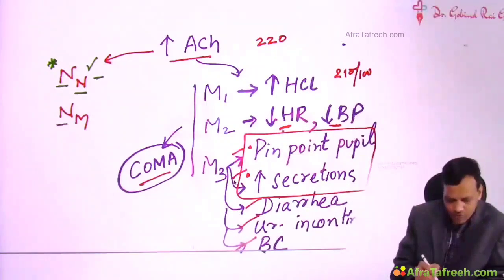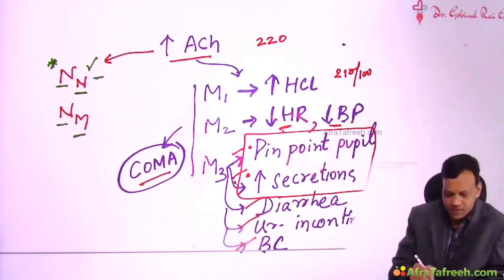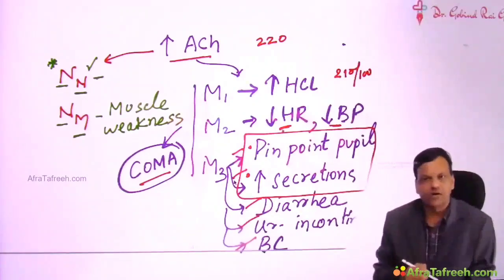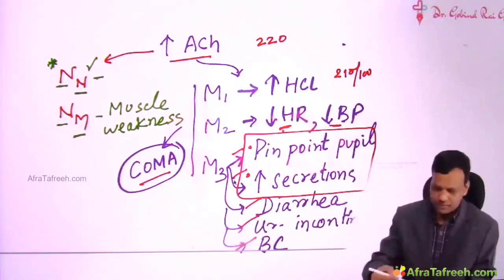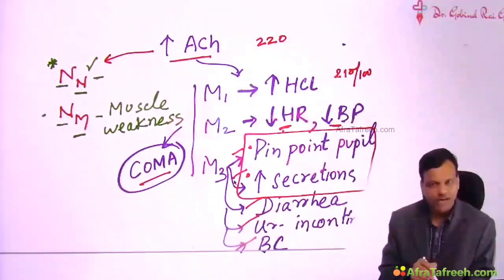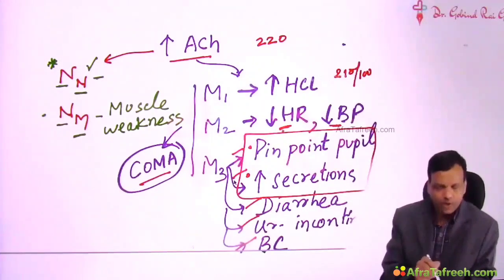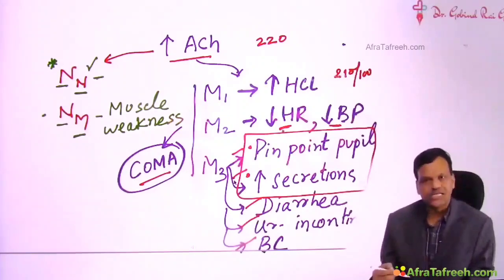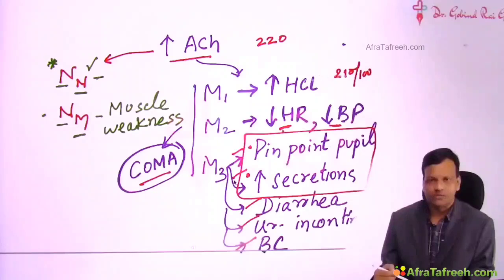Similarly, overstimulation of the NM receptor will result in muscle weakness. Muscle weakness can occur. So these are the total symptoms that can occur in organophosphate or carbamate poisoning. There will be muscarinic symptoms, there may be nicotinic symptoms. Muscle weakness commonly occurs, but ganglionic stimulation rarely occurs. So from these features you can easily diagnose it is organophosphate or carbamate poisoning.